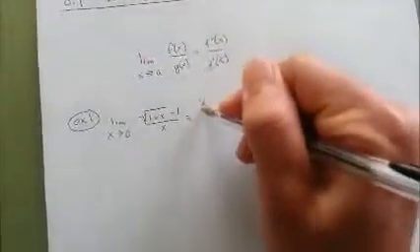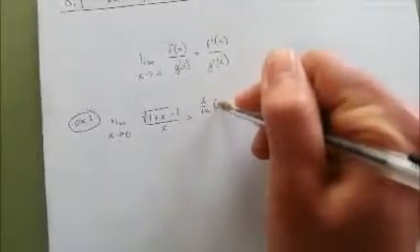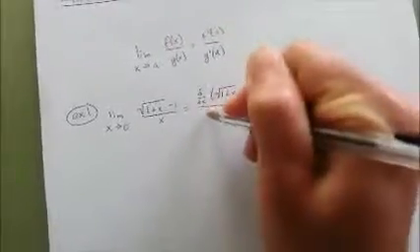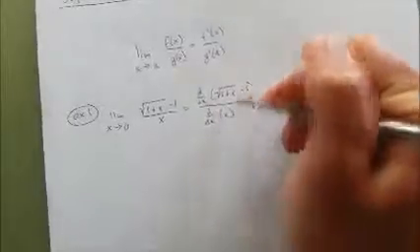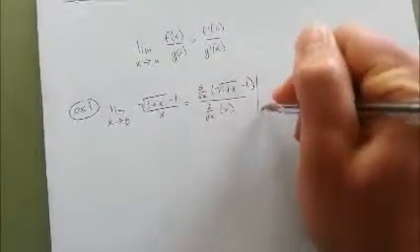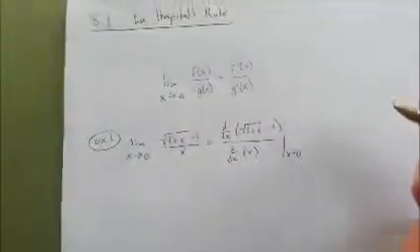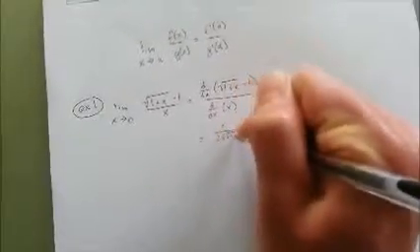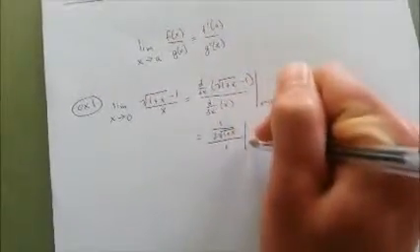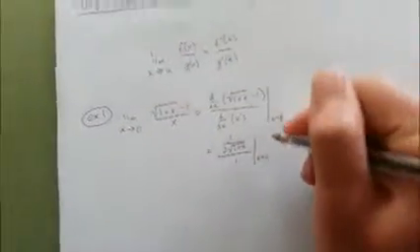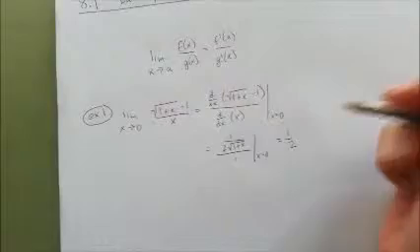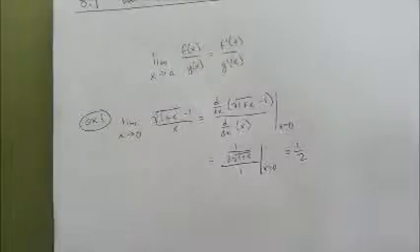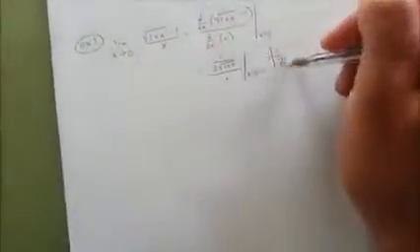So d/dx of square root 1 plus x minus 1 over d/dx of x, where x equals 0, equals 1 over 2 square root 1 plus x over 1, where x equals 0, equals 1/2. So the limit as x approaches 0 of the square root of 1 plus x minus 1 over x equals 1/2.